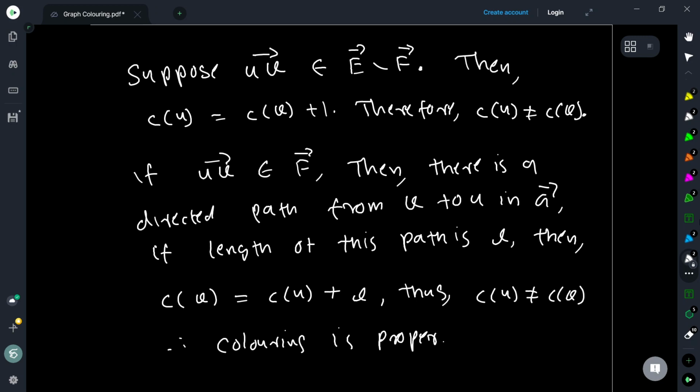Yes, that is true. In that case we can take the longest one. So we can take the longest L to be the length of the longest path. If you take the longest one, it is actually going to be equal to... Anyway, we just need them to be different, but yes, this is fine.